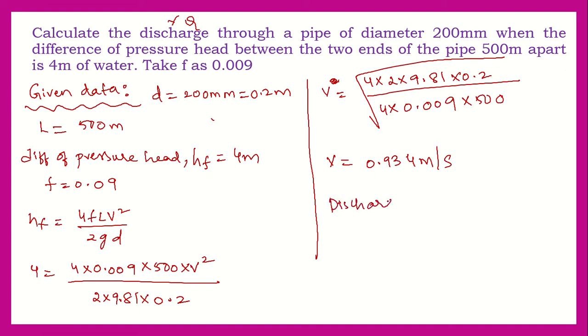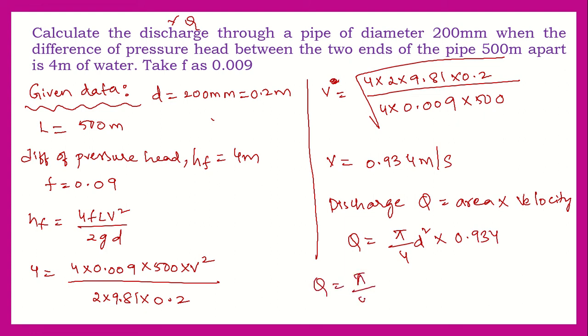So discharge Q is equal to, what is the formula for discharge? Area into velocity. So Q equal to, area formula is pi by 4 d square into velocity is 0.934. So Q is equal to pi by 4 of 0.2 square into 0.934. So this value will come around 0.0293 meter cube per second. If you want to write this in liters, multiply by 1000, it is 29.3 liters per second. So like this we have to calculate discharge.